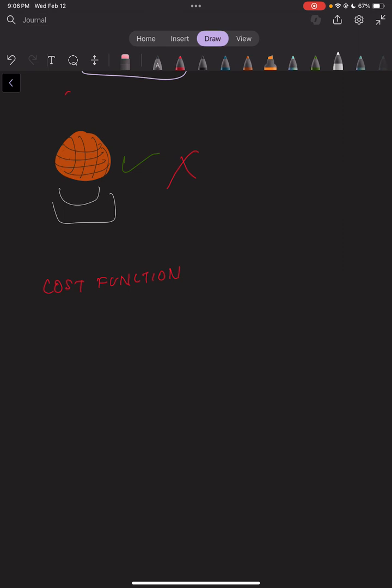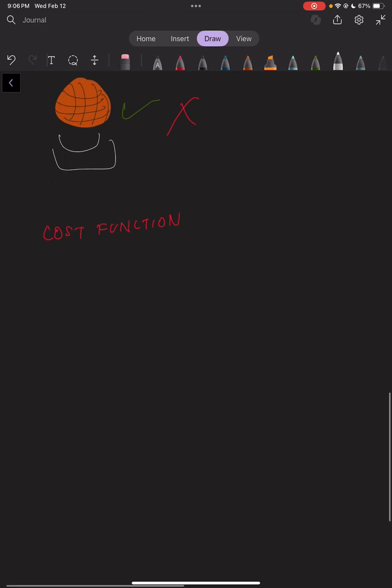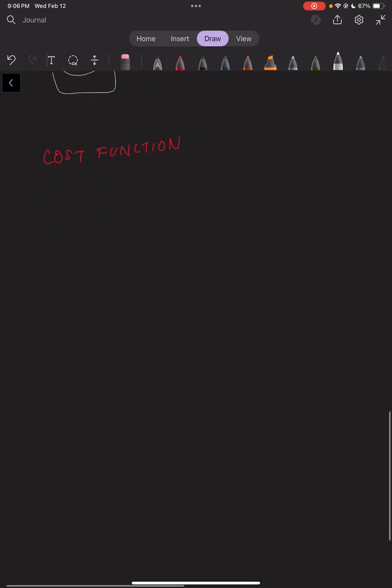So if you remember from the previous video, our straight line equation, or our best fit line, the equation for it looks like this, right? Where x is our input, which was the house, y is the actual price, w is the slope, and b is the bias. But how do we know if our line is good or bad? That's where cost function comes in. So how bad are our predictions?